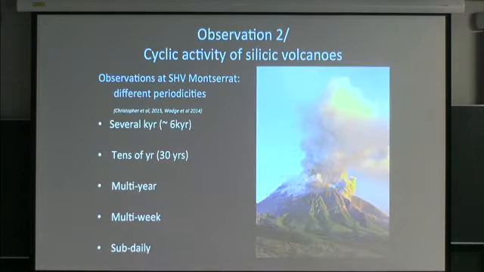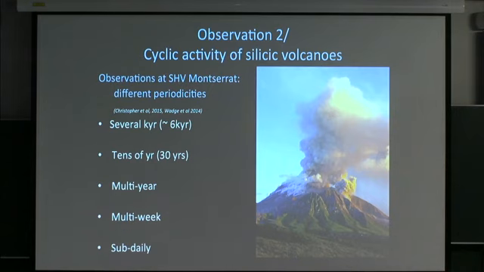So now I'm going to switch to the other kind of observation, which is that the activity at silicic volcanoes seems cyclic and periodic. You have very different periodicities that have been observed, going from the hour to several kiloyears, and these examples are taken from the Soufrière Hills volcano in Montserrat.